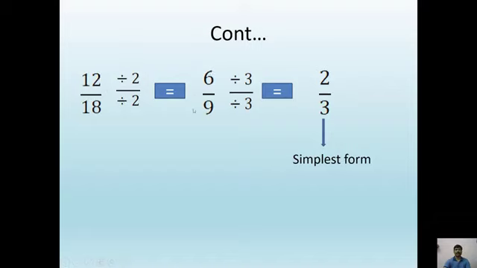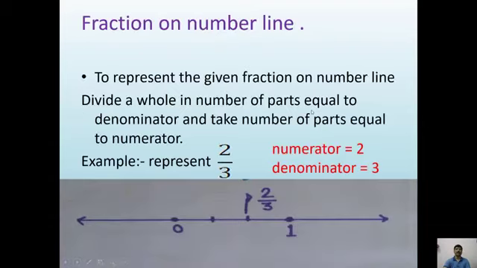When we divide by the same number, this fraction is equivalent to 12 upon 18. Again dividing, this fraction is equivalent to 6 upon 9. Indirectly 2 upon 3 is equivalent to 12 upon 18. It means 12 upon 18 and 2 upon 3 are equal in value. But in 2 upon 3, the HCF of numerator and denominator is 1, so this is in its simplest form. The simplest form of 12 upon 18 is 2 upon 3.